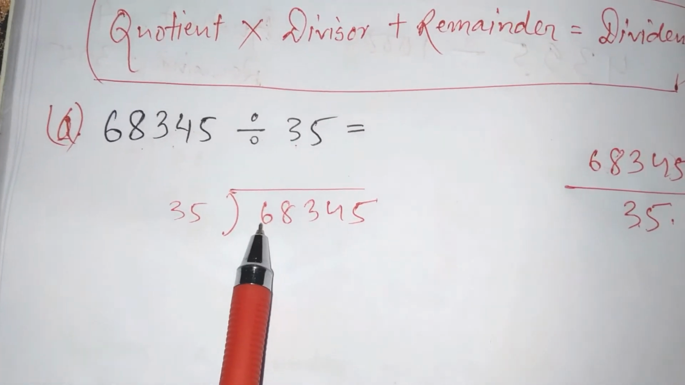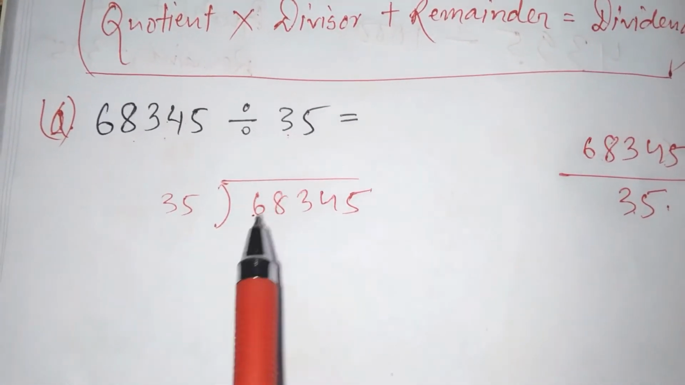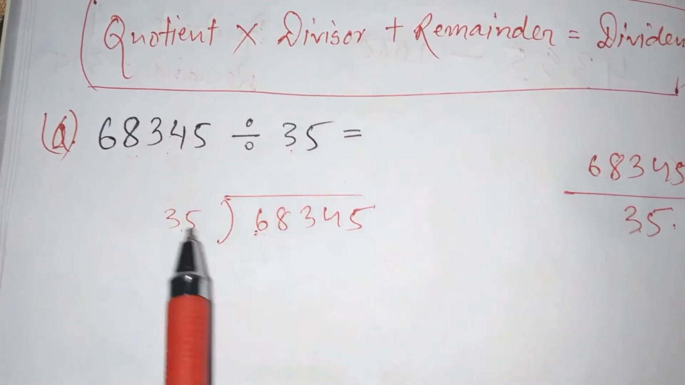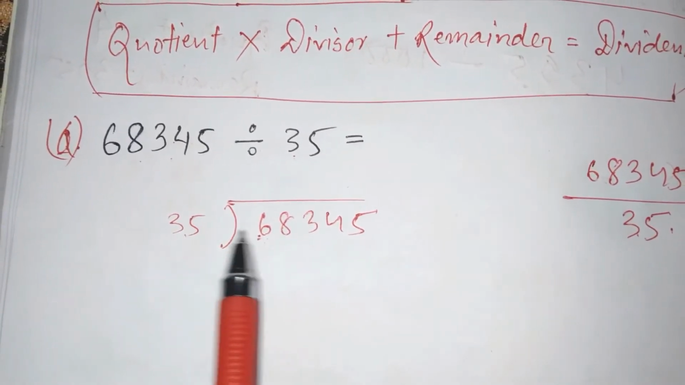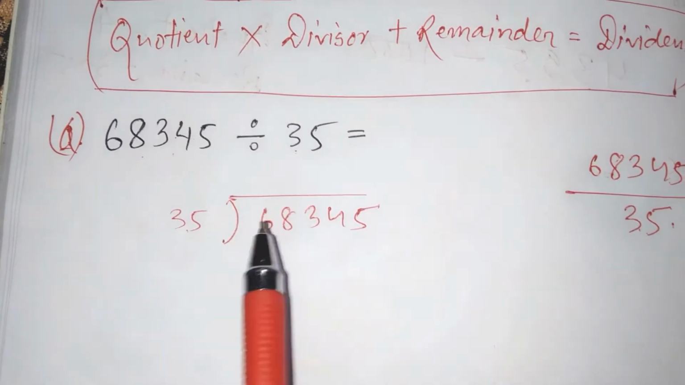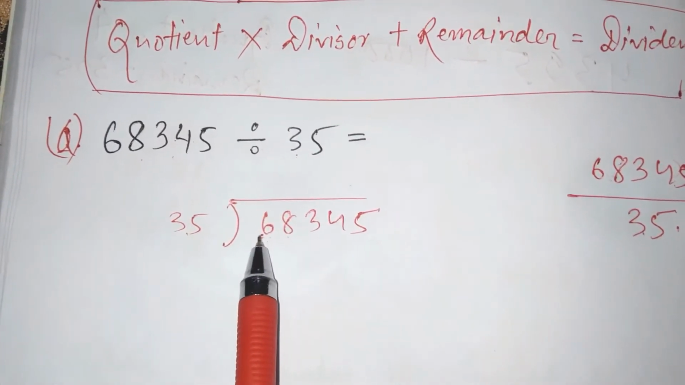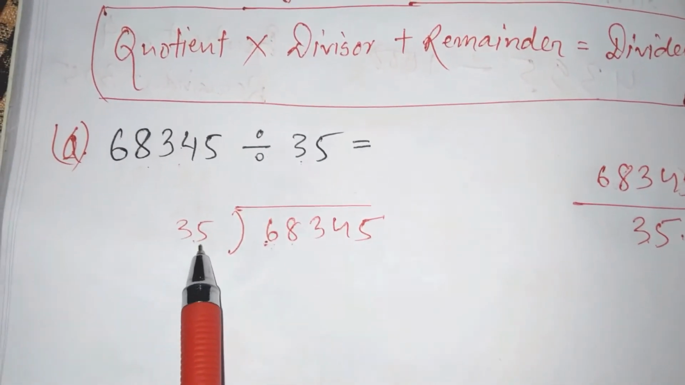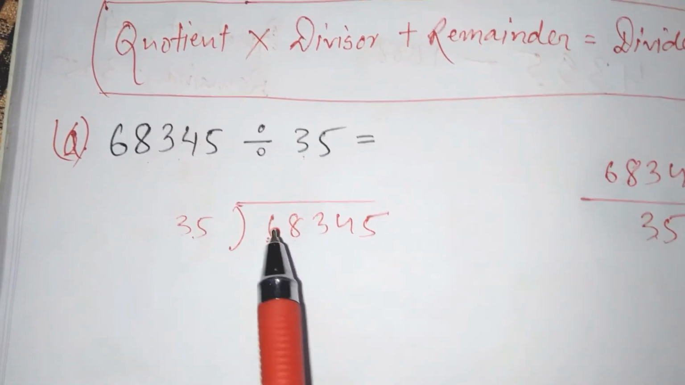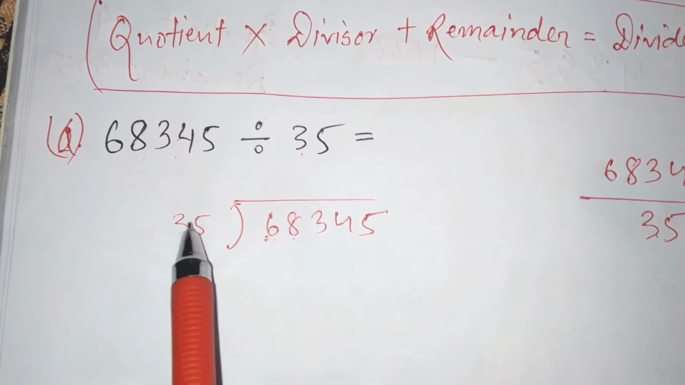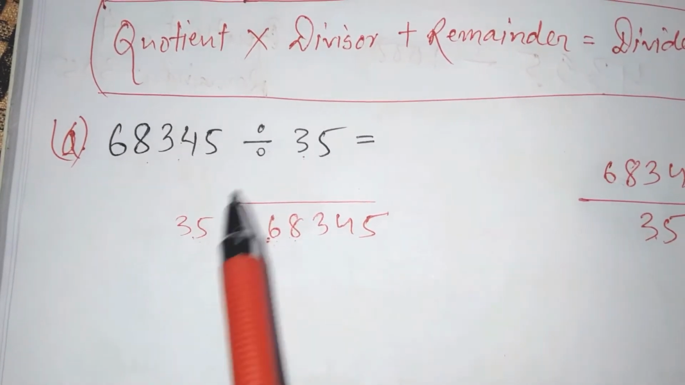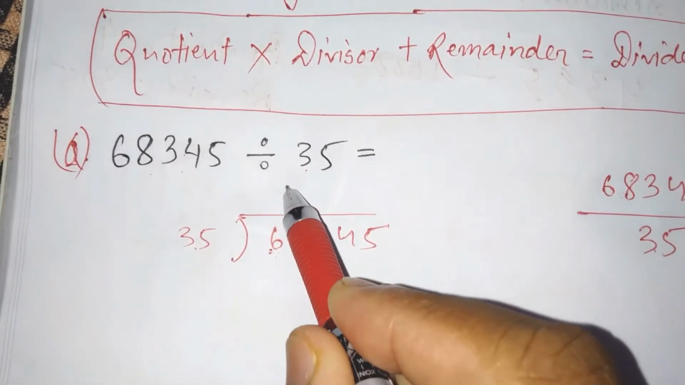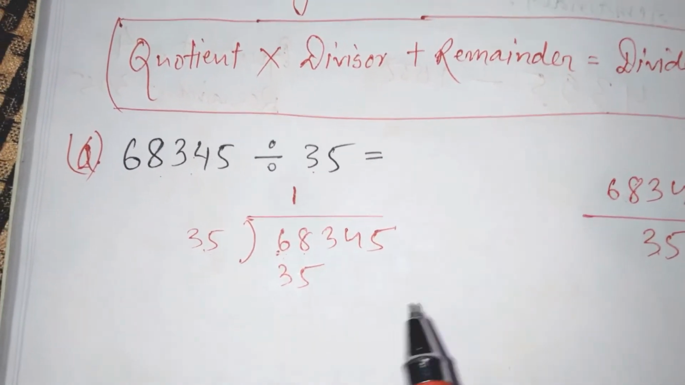You have 6. In this case, you need to find the first number. You have 6, and this 35 is larger than 6, obviously. So you cannot go this way. Then what you need to do is add the next number. So it is 68. So 68 is smaller or larger than 35? It is obviously larger. So now we can proceed. 35 ones are 35. If you write 35 twos, then it will be 70, and 70 is more than 68. So you need to write 35 ones are 35. Okay, this is the first step.